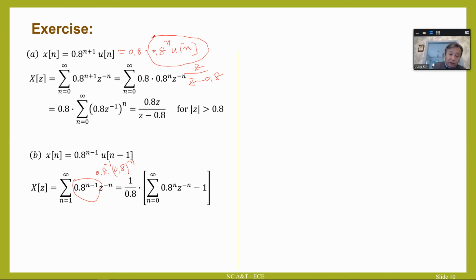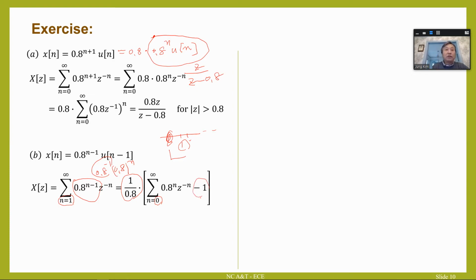So this one is the same as this one here, 0.8 to the n. But the problem is we're starting from 1. So this is 0, 1, 2, 3, 4. We're starting from 1. So we're going to make it start from 0, and we need to eliminate n equals 0. In the case of n equals 0, 0.8 to the 0, z to the 0 is 1. So we have to eliminate that.